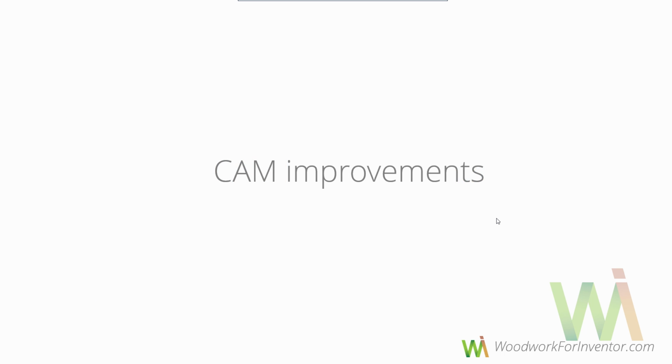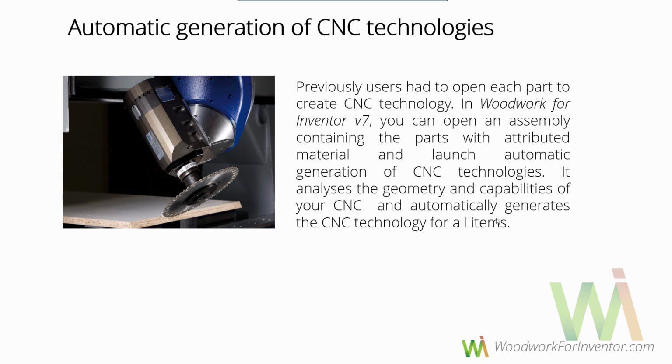Speaking about the common improvements, the main one is the new automated generation of CNC technologies. As you remember, previously you had to open each file separately to create a CNC technology. In the 7th version, you can open an assembly which contains components with materials, which is important, because without materials we do not know the grain direction, the oversizes, etc. That's why having materials is important for automated technology generation.